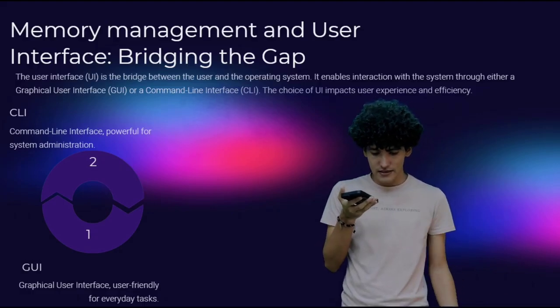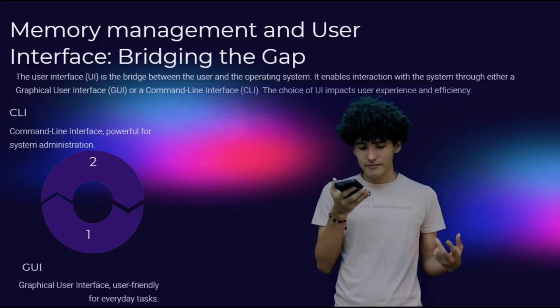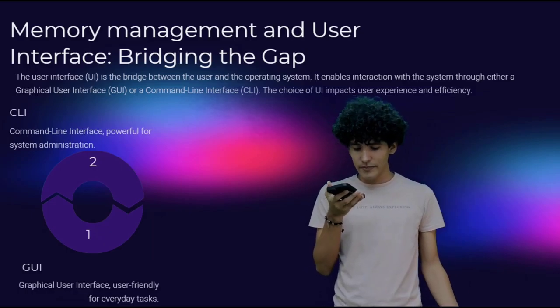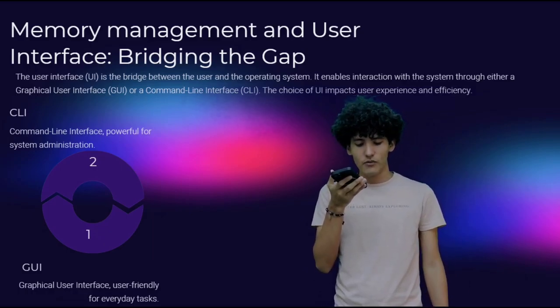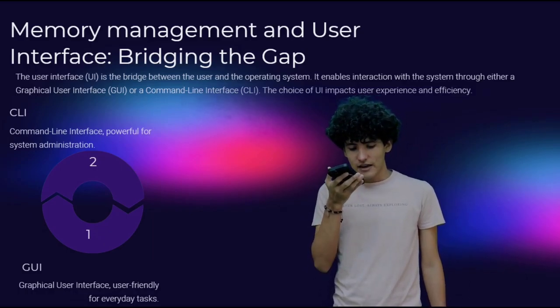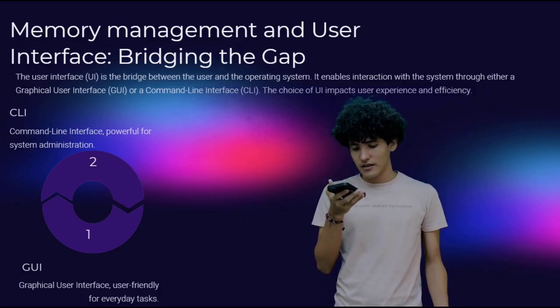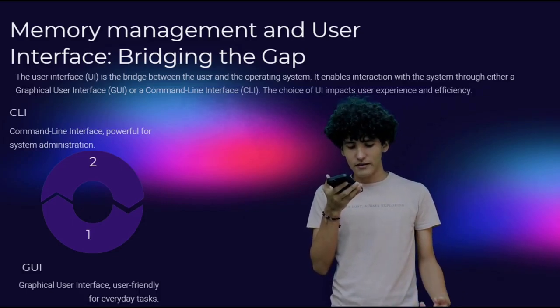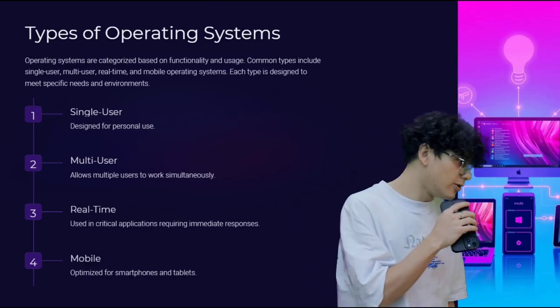User interface. Finally, the OS provides a user interface that allows people to interact with the system. This can be a graphical user interface like Windows and Mac, or a command line interface like Linux. Now, let's explore different types of operating systems and some popular examples.